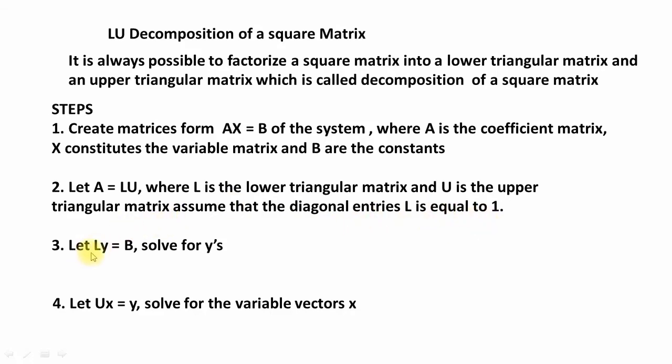In the third step, when we have found L and U in the second step, use the lower triangular matrix L and the matrix B for finding the column matrix Y. Use LY is equal to B to solve for Y, and then use the matrix U and the matrix Y for the solution of the system of linear equations. So use UX is equal to Y and solve for the variable matrix X. X contains the unknown entries of the system.